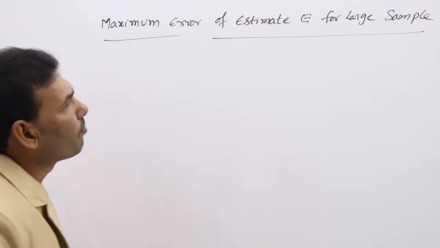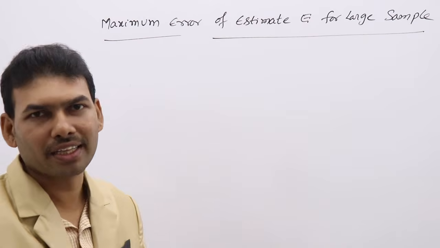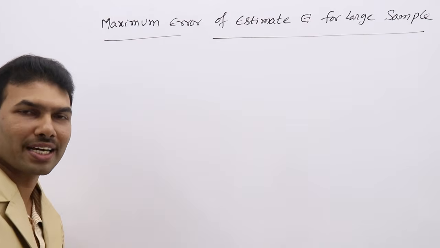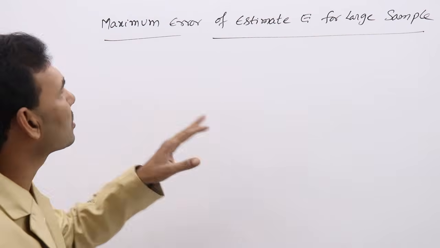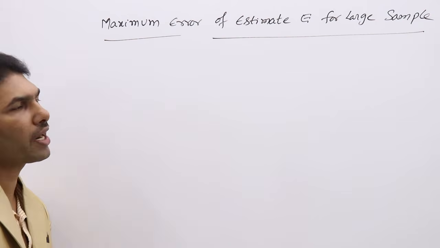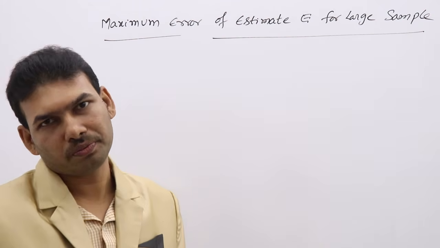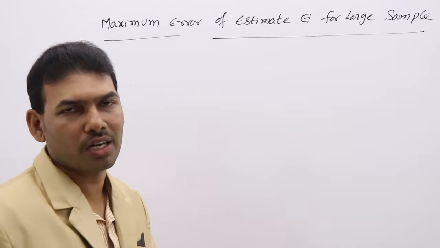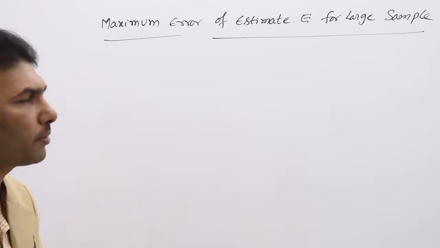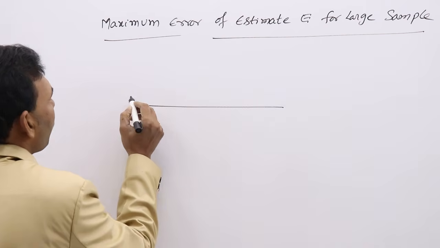For large sample, we discussed already. Large sample means the size of the sample is greater than or equal to 30. We call that a large sample. For large sample, we are going to find the maximum error of estimate and also the confidence interval. For that, I am taking this one.